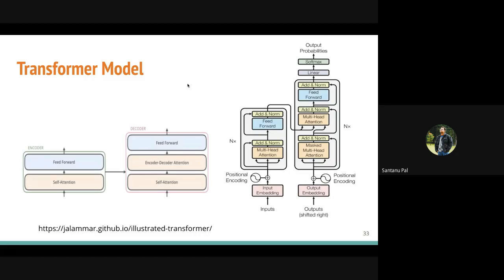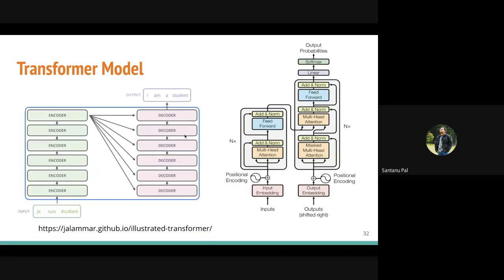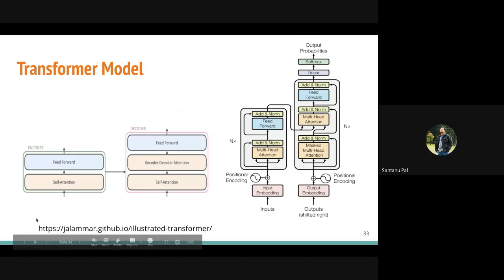Now in more detail, let's take the very first encoder. It receives some input and output, and it contains self-attention and a feed-forward network. Just simplifying this architecture, the decoder also has self-attention and feed-forward, but there is also a cross-attention layer, which is the attention between the encoder and decoder.